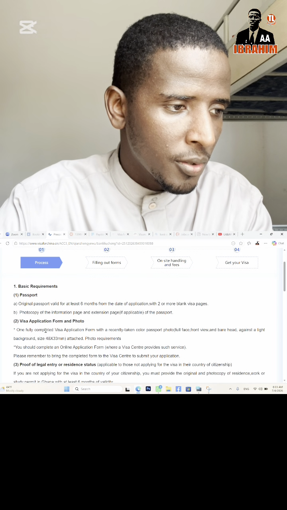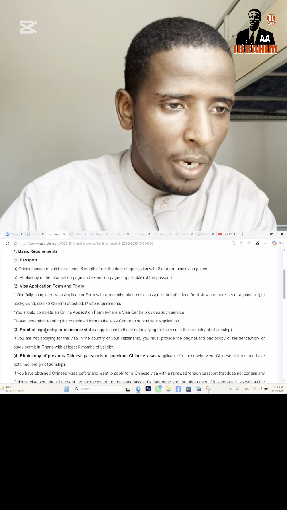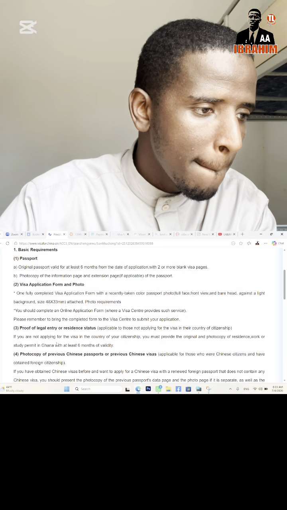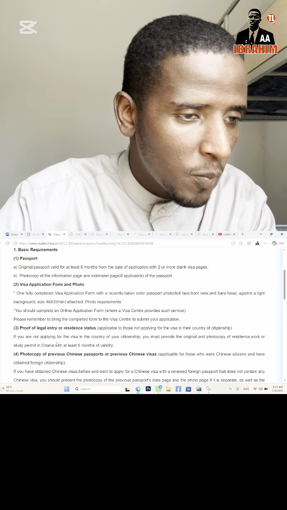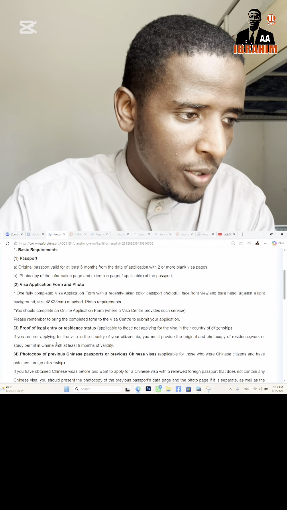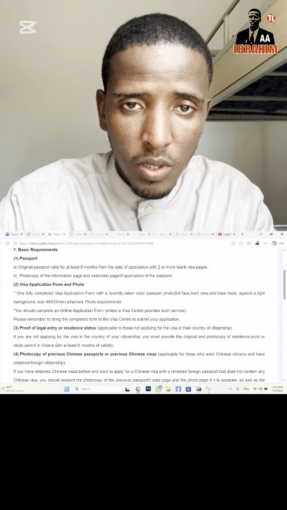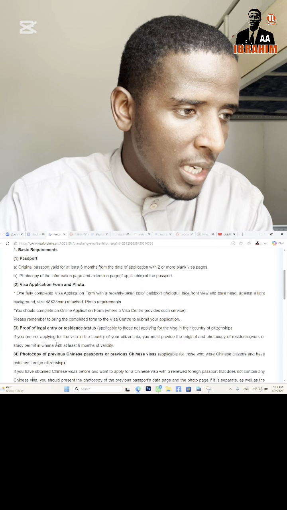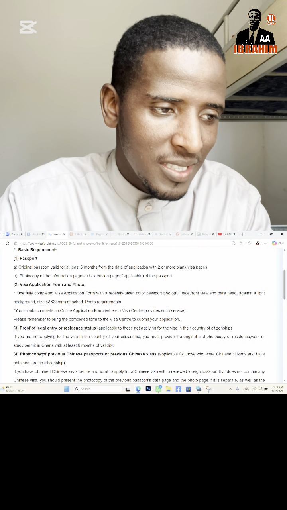Okay, so these are the basic documents that we need for Chinese visa, so let's do it together. Okay, first document, we need a passport. You need your passport. Second, visa application form and photo. Yes, so you need to fill the visa application form online. And then number 3, proof of legal entry or residency status.